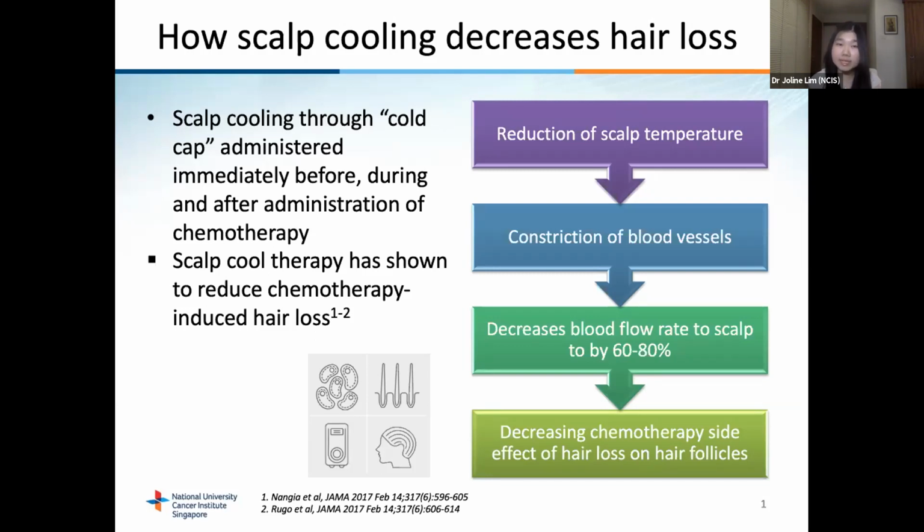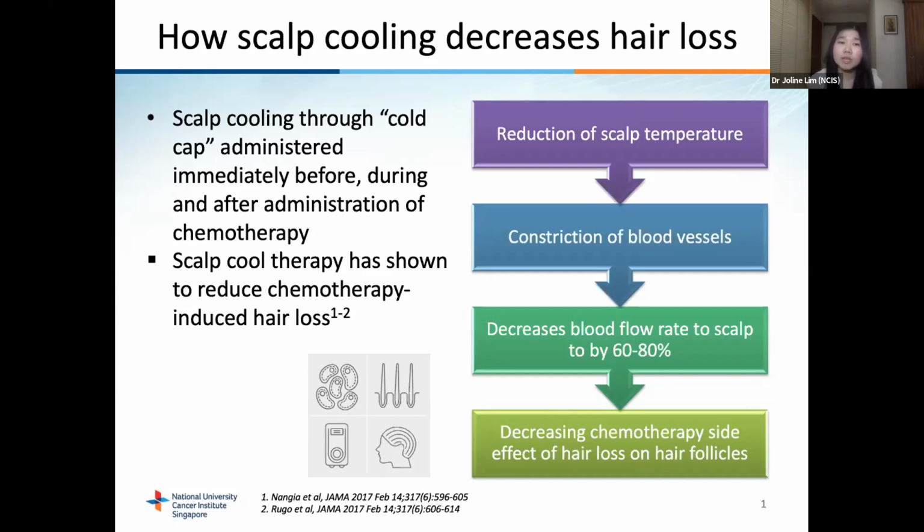We have had more success in some types of chemotherapy than others, but I think it is great that we currently have an option for patients who are undergoing chemotherapy and may want to reduce the chances of their hair loss, that scalp cooling may be something they would like to consider.